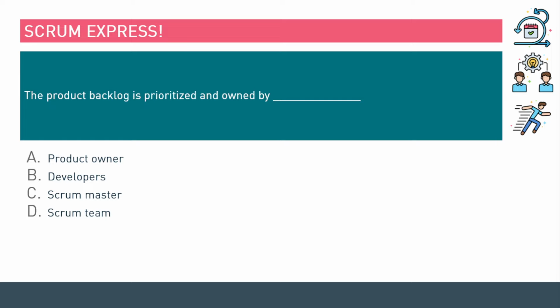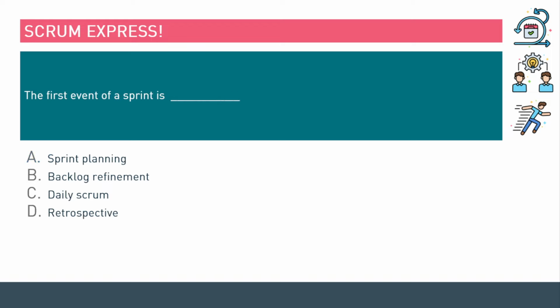The best answer to this is not the Scrum team. Neither is it B or C. It is the product owner. Next question. The first event of a sprint is what? The best answer? Sprint planning.